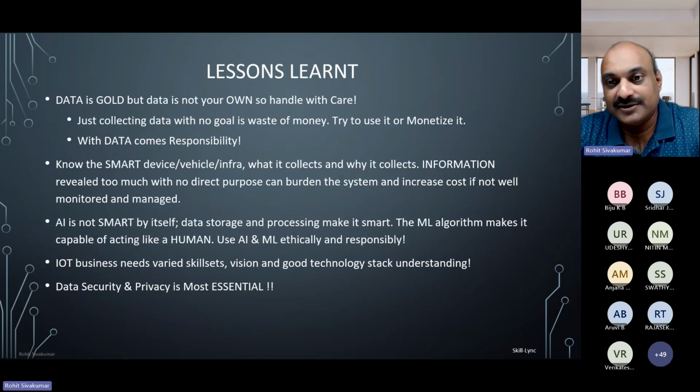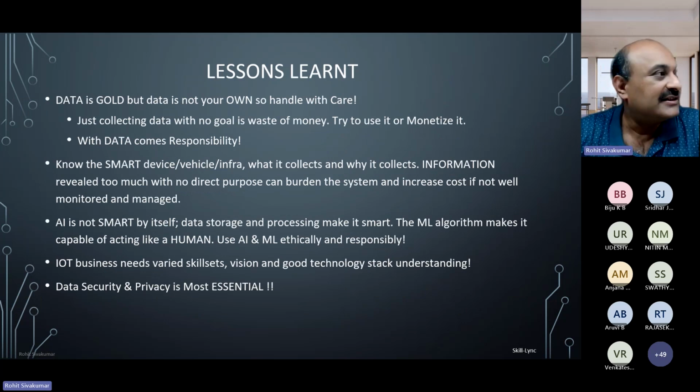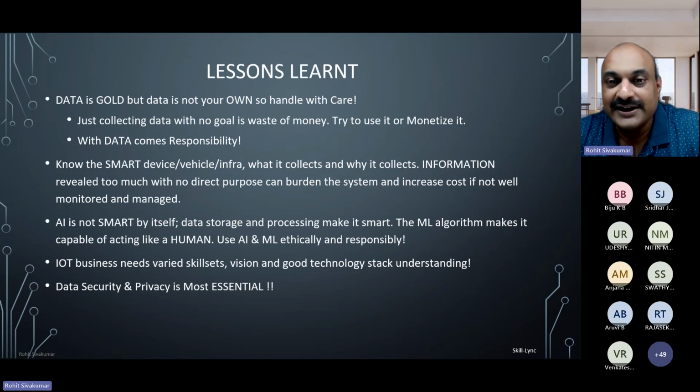And finally, the last session, but not the least, the lessons that we have to learn is, as they say, data is gold because everything happens with data, and if you lose data, that can be a significant risk. So with data comes a lot of responsibility. If you're collecting data and not doing anything about it, it's a lot of money wastage because you're spending server space on the cloud and it's costly indeed.